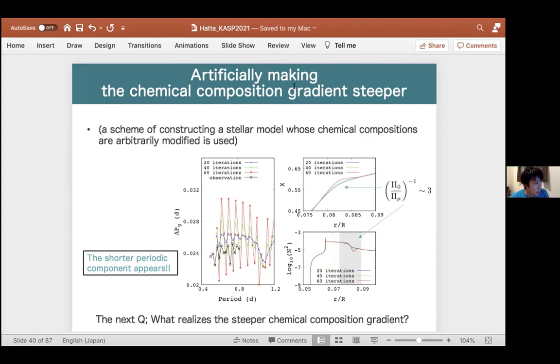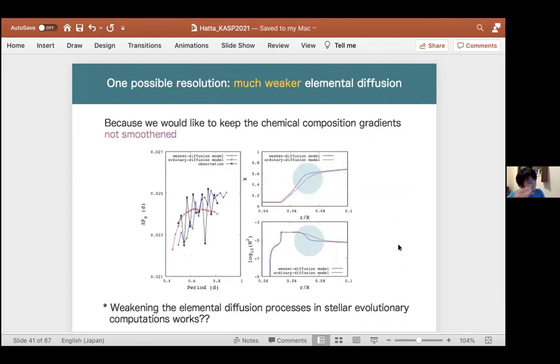Because this is an artificial test, the next question should be what realizes the steeper chemical composition gradient in reality. There should be some possibilities, but now we are considering one possible resolution: much bigger elemental diffusion. Because we would like to keep the chemical composition gradients from being smoothed, we consider much bigger elemental diffusion.